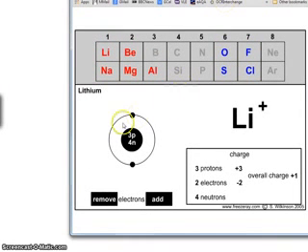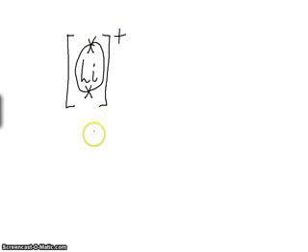So you can see here we've just got our 2 electrons there. And to indicate that it is in fact an ion, we need to show the charge. So it's got a 1+ charge, so we put a plus there, and then we've got nice big square brackets all the way around that, just to indicate that the whole thing has got a positive charge.